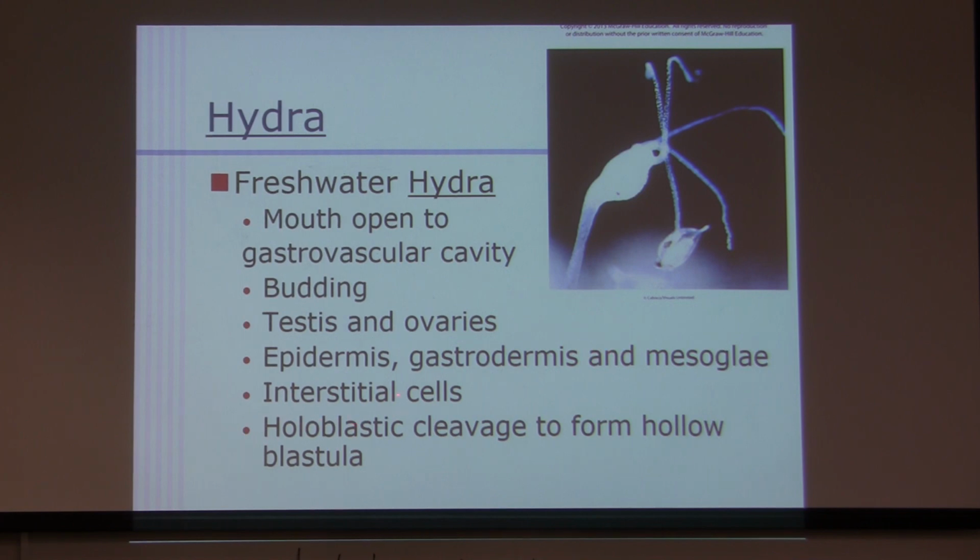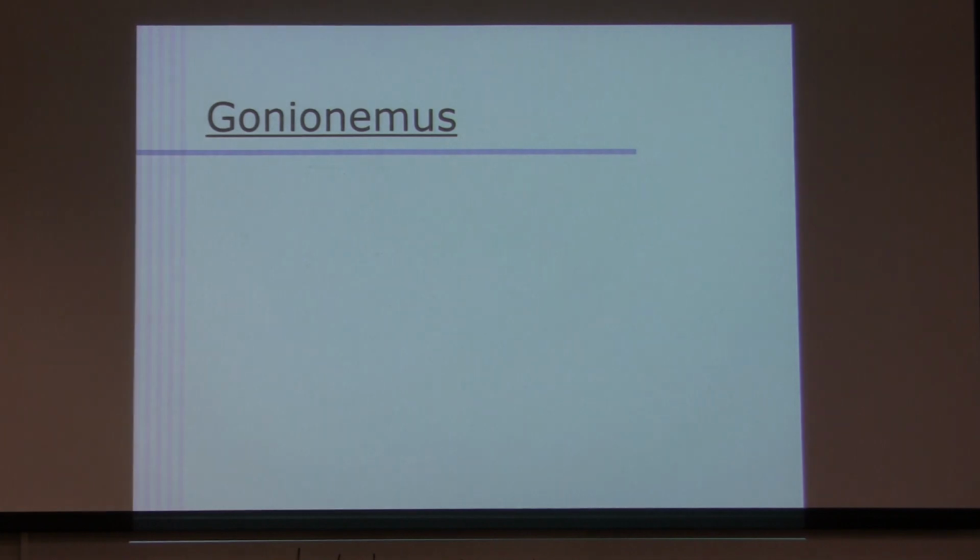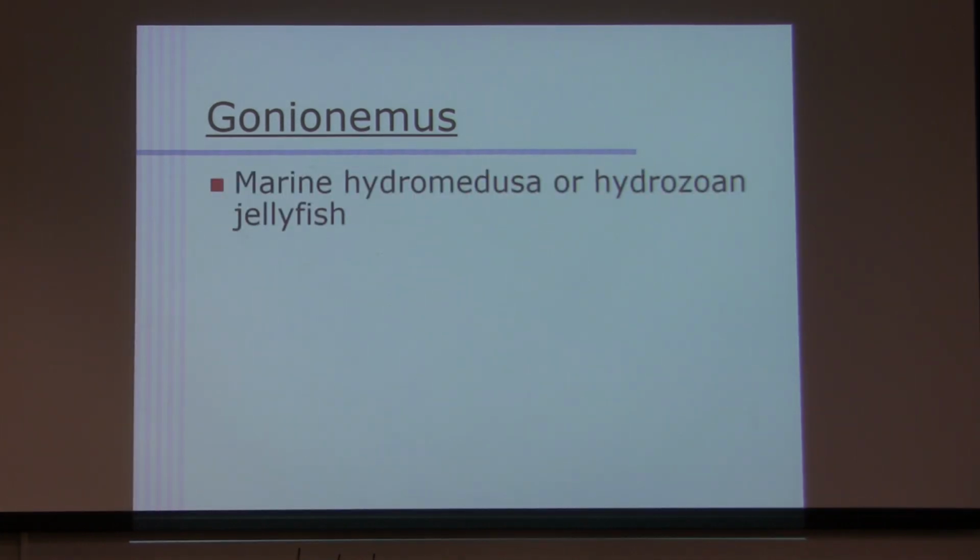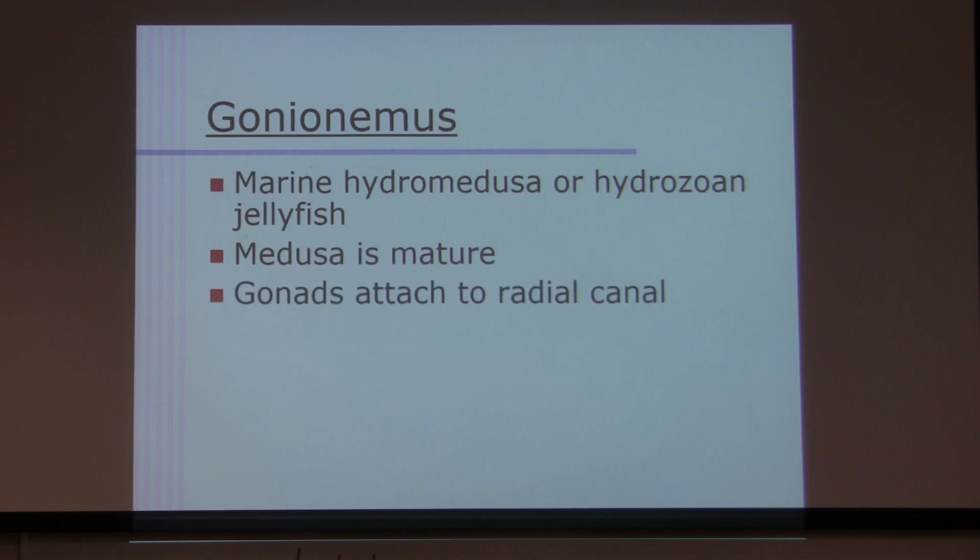I talked about that. They are stem cells. They can differentiate to sex cells and other cells. I talked about holoblastic cleavage to form a holoblastula. I'm not too crazy about these holoblastic anymore. We passed them. Gonionemus, the second organism in this class, marine Medusa or Hydrozoan jellyfish, and Medusa is mature.